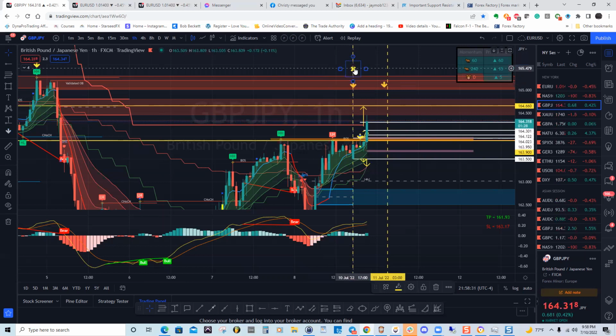Not sure why I keep exiting the exit there. That's weird, right? Let's see if I choose this one. This one. X. Yeah, sometimes this TradingView is weird. But let's see what we got.